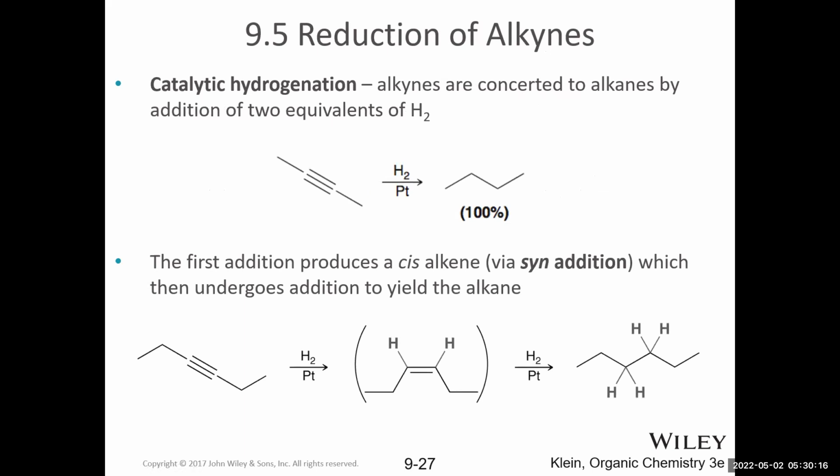So now that we know how to prepare alkynes, we're going to transition to what can we do with an alkyne? What reactions can we do to form a different product, to convert it to something else? So the first reaction we're going to talk about is catalytic hydrogenation.